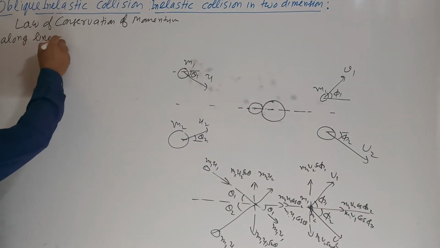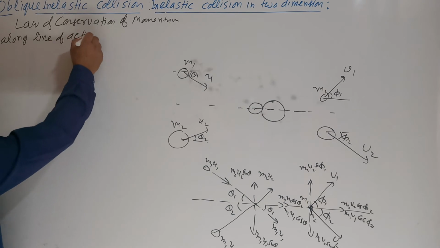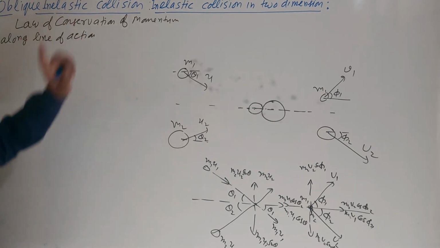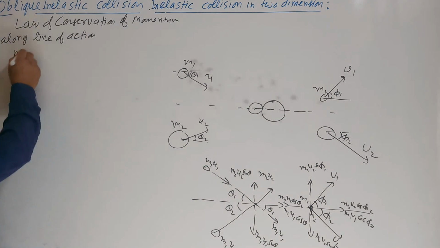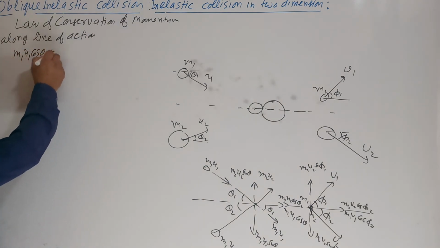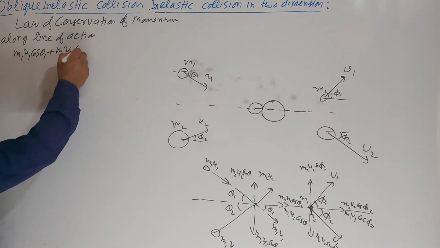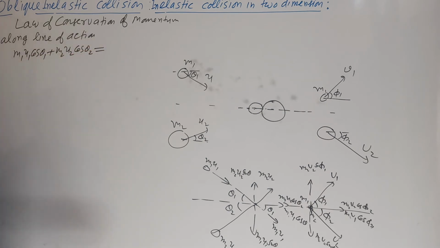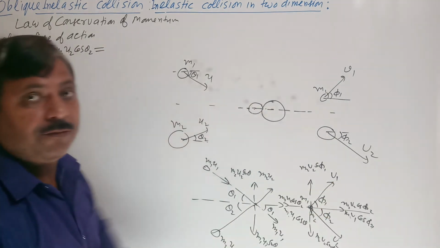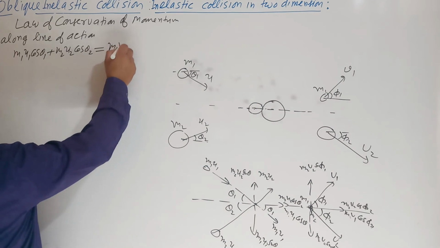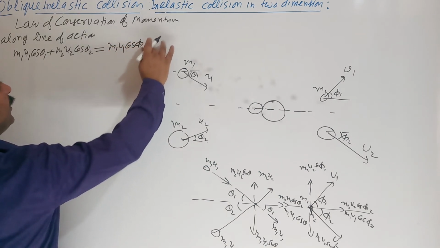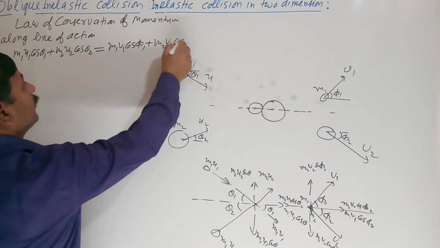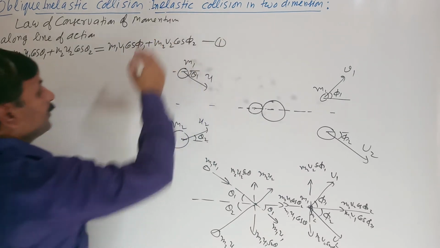Along x-axis total linear momentum is conserved. Along line of action, by law of conservation of momentum, what happened? M1 U1 cos theta 1 plus M2 U2 cos theta 2 is equal to M1 V1 cos phi 1 plus M2 V2 cos phi 2. This will be the one equation.